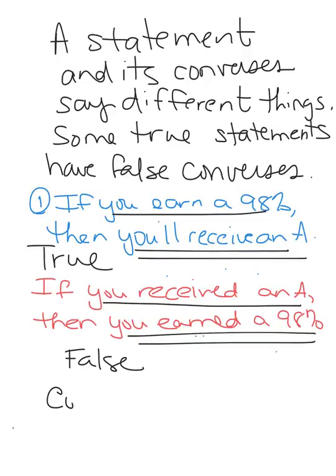So what I just came up with is what we call a counterexample. And we just need one to prove that something is false. So a 92% would be an example of a counterexample that would make that statement false, or a 94%, any of those.